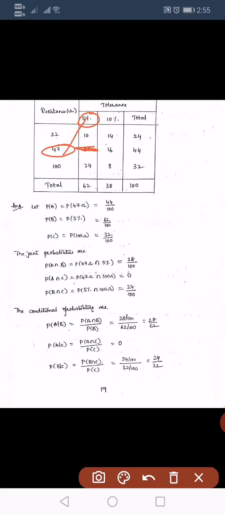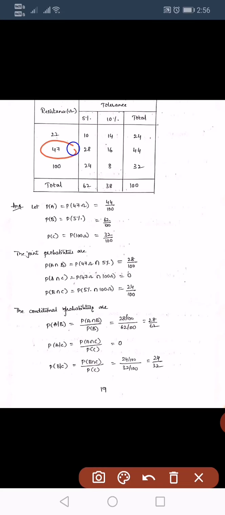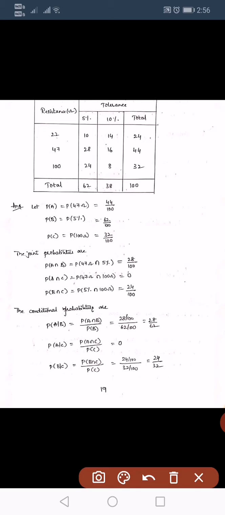Next one, A intersection C. What is A? A is the 47 ohm resistor event, and C is drawing a 100 ohm resistor. Is there anything common? No, it does not make any sense, so it is 0. Next, the probability of B intersection C. B is 5% tolerance, C means 100 ohms. For the common ones it is 24. So the probability of B intersection C is 24 by 100. So these are the three joint probabilities.